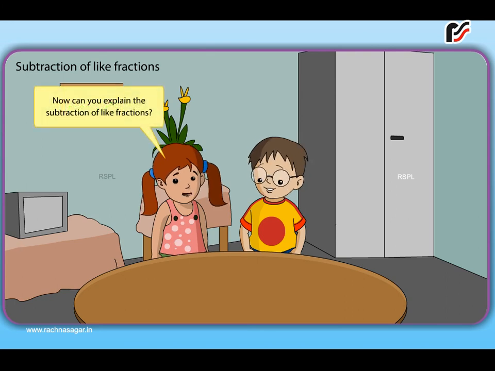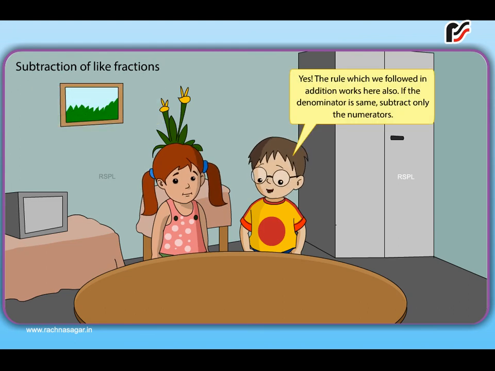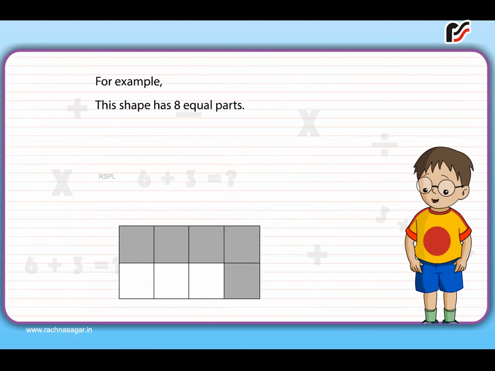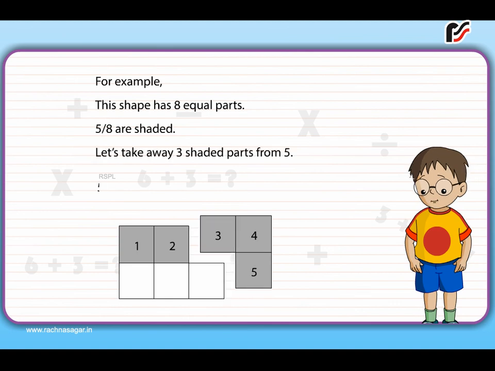Subtraction of like fractions. Now can you explain the subtraction of like fractions? Yes. The rule which we followed in addition works here also. If the denominator is the same, subtract only the numerators. For example, this shape has 8 equal parts. 5/8 are shaded. Let's take away 3 shaded parts from 5. 5/8 minus 3/8 is equal to 5 minus 3 whole divided by 8, which is equal to 2/8.